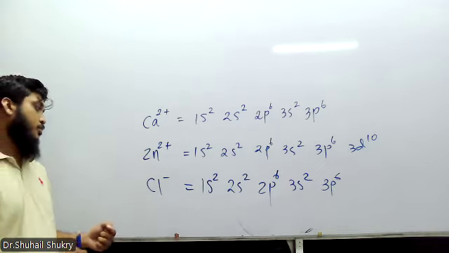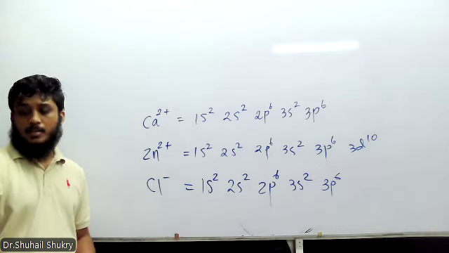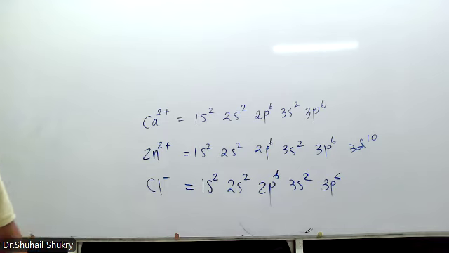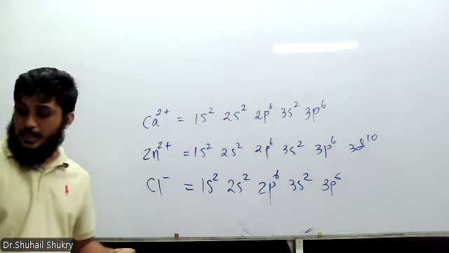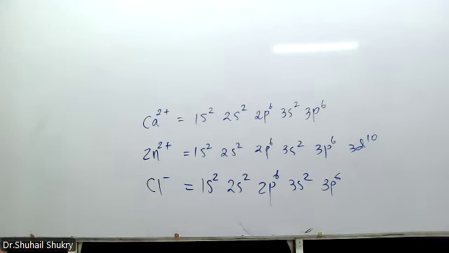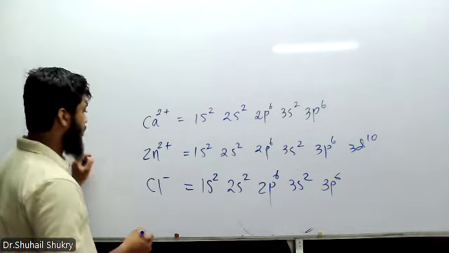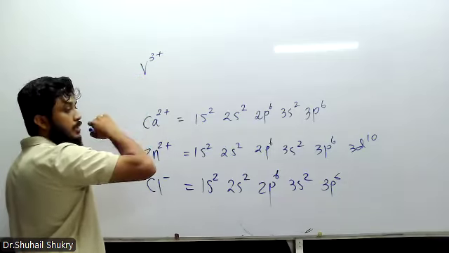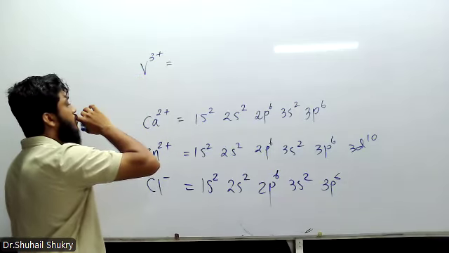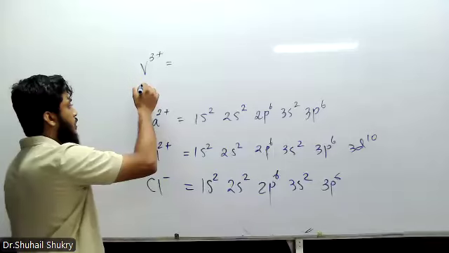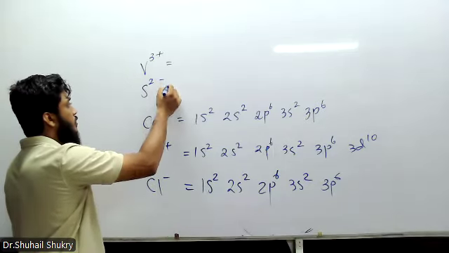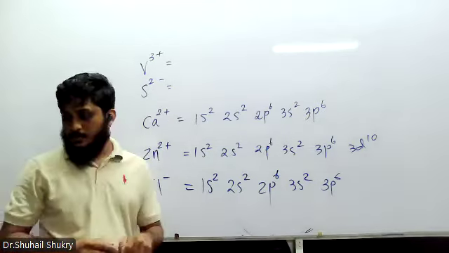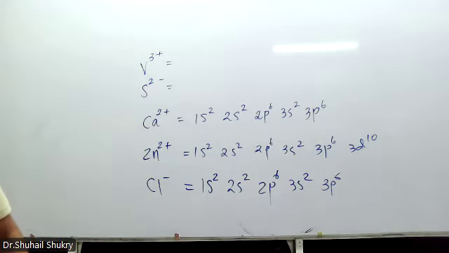So this is where mistakes happen. First of all, write these electronic configurations. You write for these: V3 plus, K plus. You write S2 minus. In the middle, you write these three here. Write for these two.